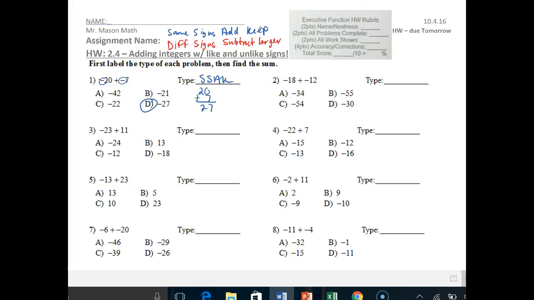Number 3, negative 23 plus 11. Those are different signs because I have a negative and I have a positive. So it's a DSSL. I'll take the bigger number on top, 23 minus 11. I'm subtracting because of the S in DSSL, triple underline that S. And I know that my answer will be negative because I have more negatives. So I can put a negative sign right there in my answer. So let's subtract: 3 minus 1 is 2. 2 minus 1 is 1. So negative 12 should be my answer, C.